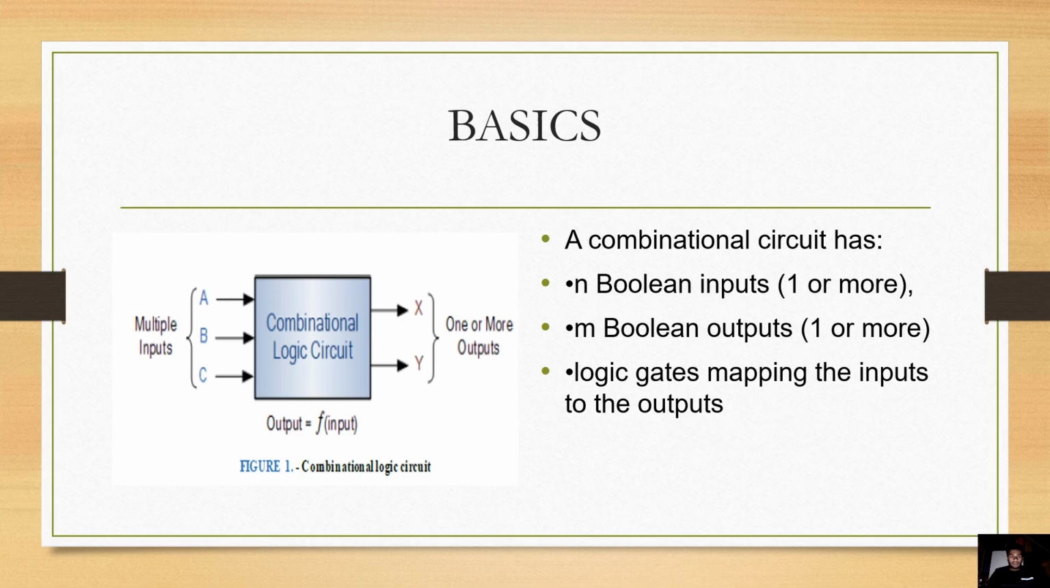Basics. This is a combinational logic circuit which consists of multiple inputs, A, B, C. This is the combinational logic circuit, and X and Y are the one or more outputs. So these are the basics. A combinational circuit has n Boolean inputs, one or more, and m Boolean outputs, one or more. These are the logic gates mapping the inputs to the outputs.